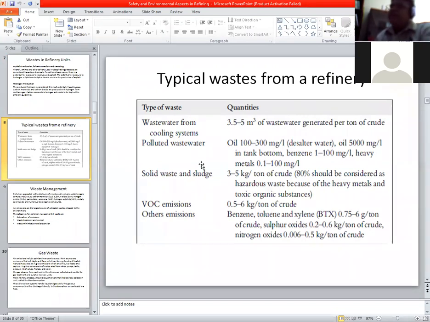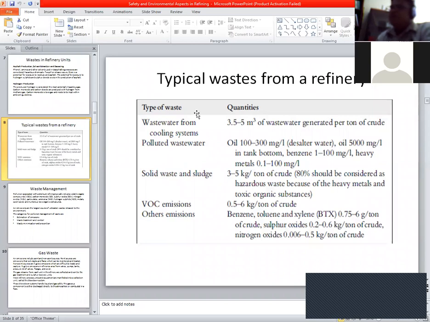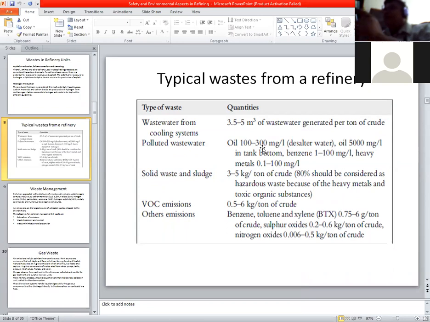So you can see here the type of waste and quantity. As I told, the wastewater from the cooling tower system, which is normally used in the thermal cracking unit, is around 3.5 to 5 cubic meters of wastewater produced per ton of crude. Polluted water can contain 100 to 300 milligrams per liter. Desalted water can contain oil or grease. In 1 liter of desalted water, you will find around 300 milligrams of oil.